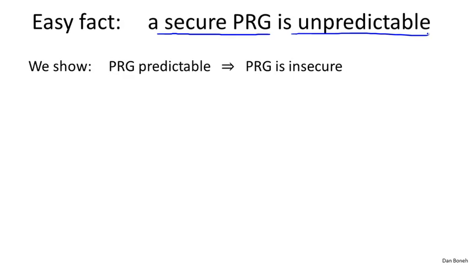So we'd like to show that if a generator is secure, then necessarily it's unpredictable. And the way we're going to do that is using the contrapositive. That is, we're going to say that if you give me a generator that is predictable, then necessarily it's insecure. In other words, necessarily I can distinguish it from random. This is actually a very simple fact, so let's see how we would do that.